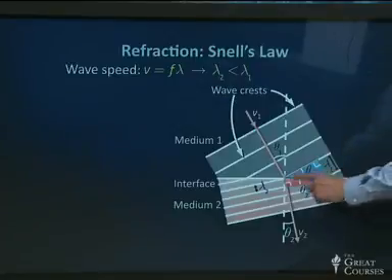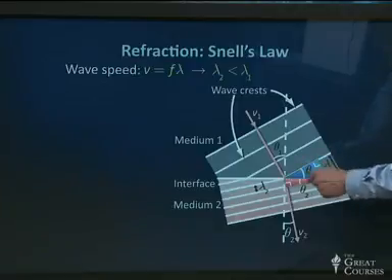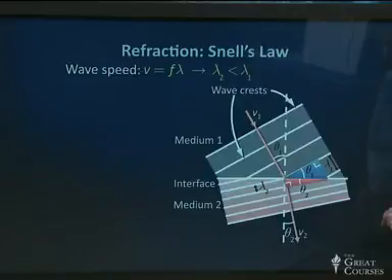Now let's look at a couple of triangles I've marked here. Triangles with angle theta 1 here and with angle theta 2 here. Notice that those triangles are right triangles because this side is perpendicular to the wave crests in each of the two different media. So they're both right triangles. And second, they share a common hypotenuse. And that's what's going to enable us to figure out what's going on here. They share that common hypotenuse.